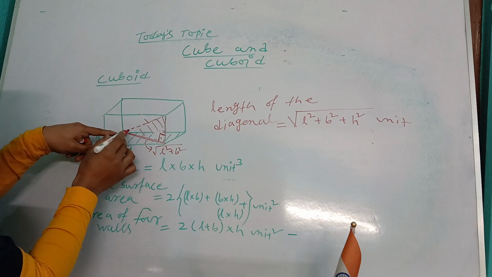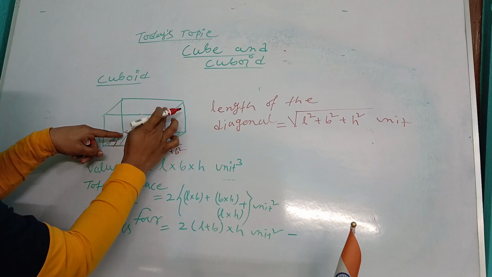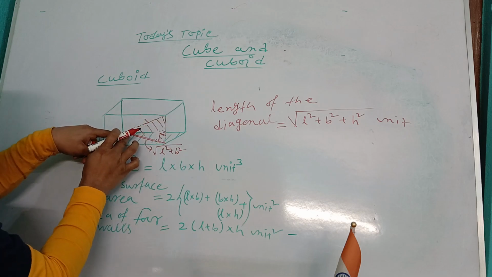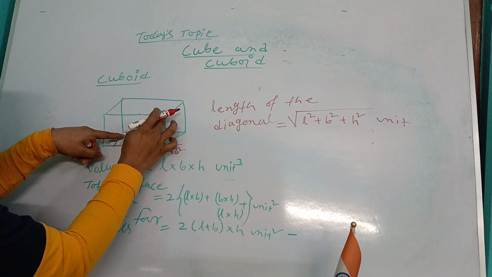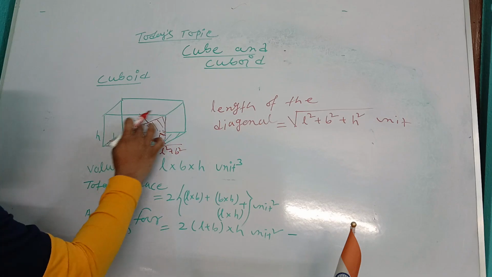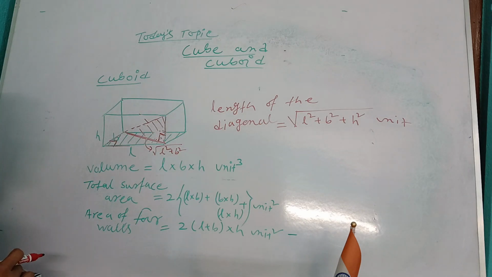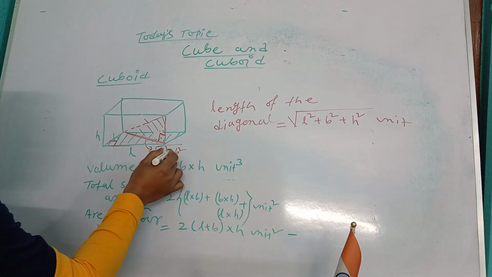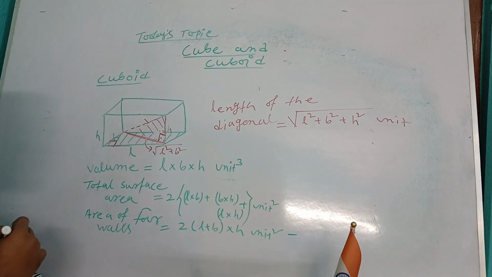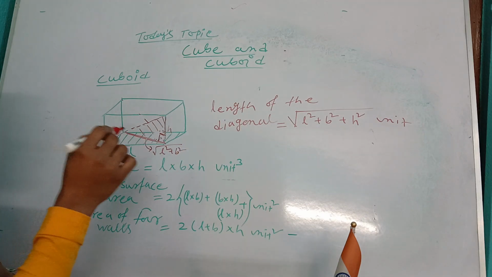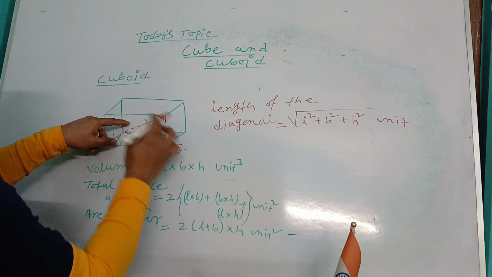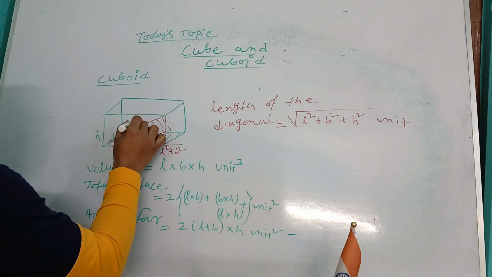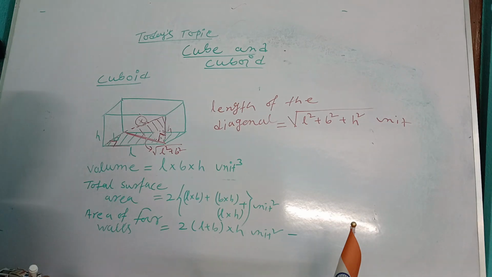Now here this hypotenuse is acting as the base, and the other side is acting as height. So here the hypotenuse is the base and this is the height. And now this diagonal is acting as the hypotenuse. The base is root L square plus B square, and height is H. So what is the hypotenuse? Say this diagonal will be x.